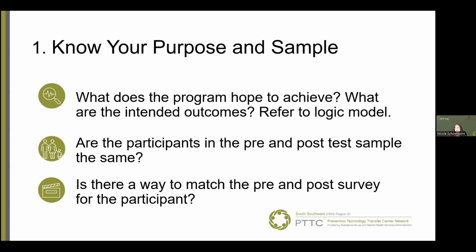So what we can do is make sure that we've got that logic model to show our coalitions and show how these outcomes are tied to our logic model in our program. So that's one way we can do that. Are the participants in the pre and post test sample the same? So do we have different people in the pre-test than the post-test? Very important to know as we move into our determining statistical test piece. There's just a different way that we do that.